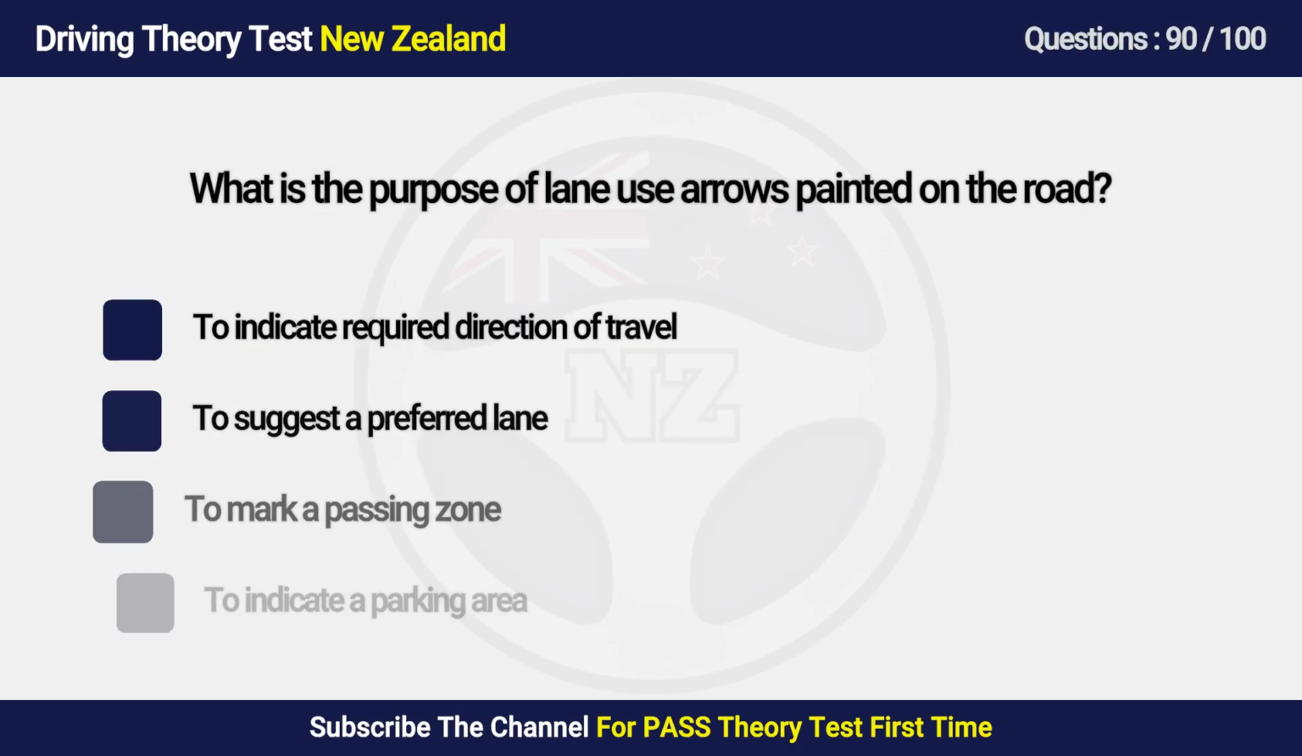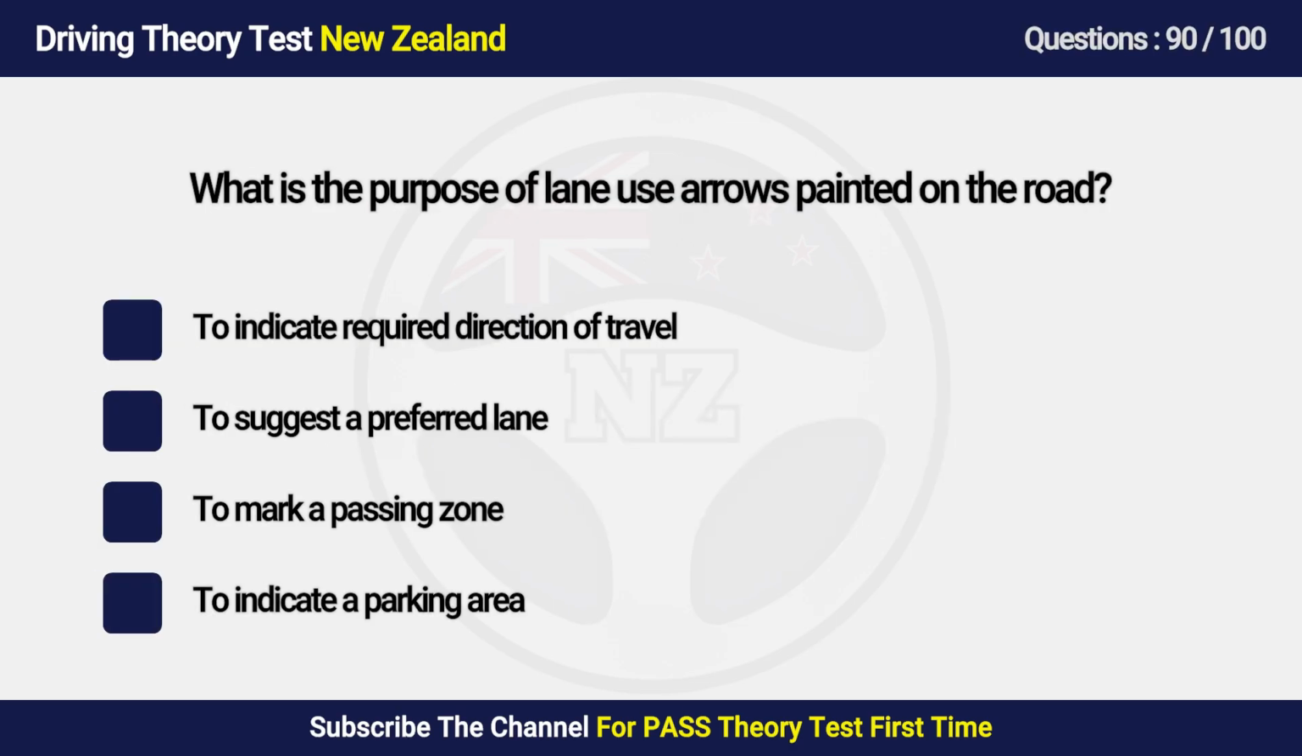Question 90. What is the purpose of lane use arrows painted on the road? A. To indicate required direction of travel. B. To suggest a preferred lane. C. To mark a passing zone. D. To indicate a parking area.